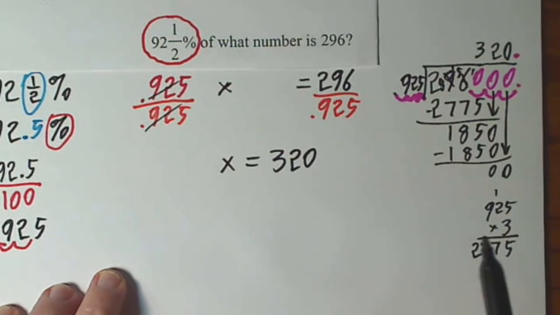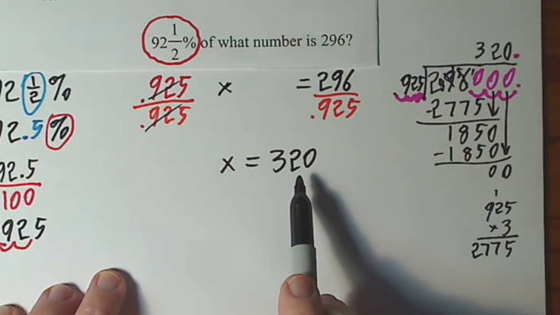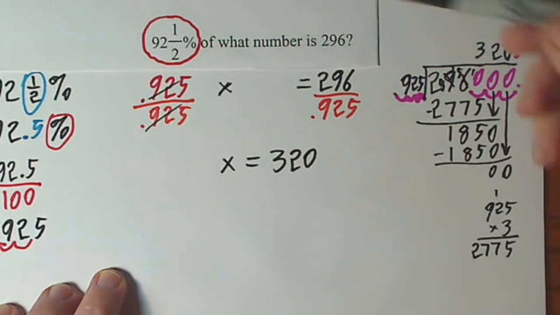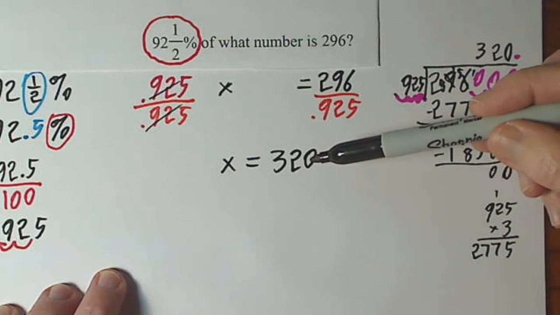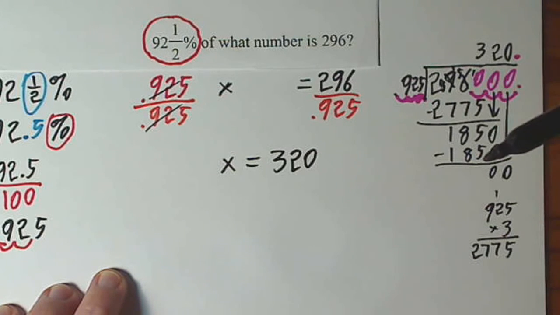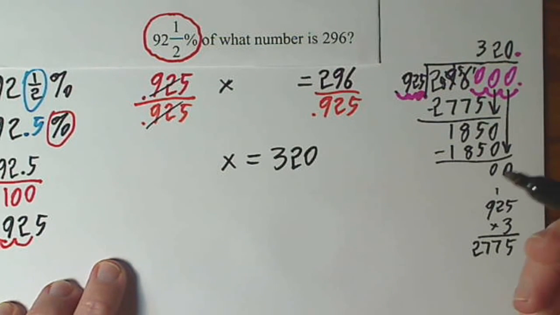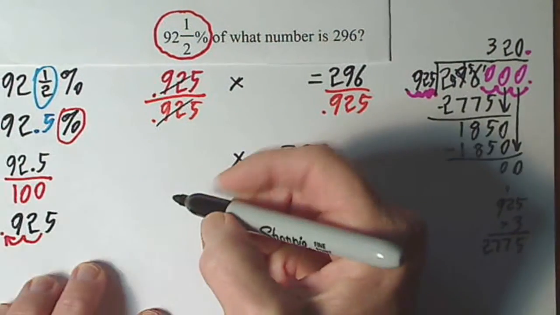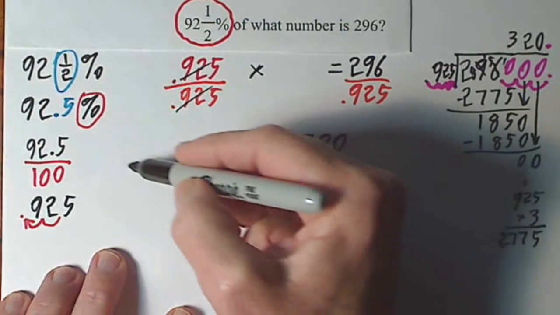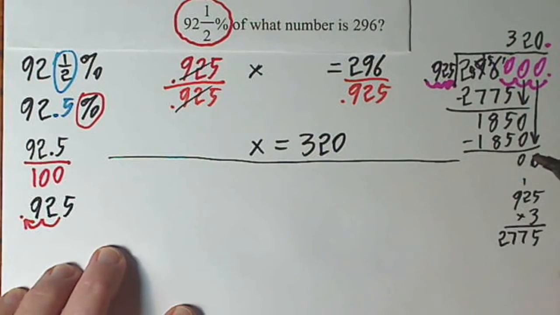We could have also solved this using a proportion method. So I think I'll go ahead and do that. Oh, also, once you have this answer, it's good to see if it makes sense. 92.5%, that's almost 100%. And 320 is pretty close to 296, so this seems plausible. If we had used a proportion method, you can say for proportion method. All right, let's start again.